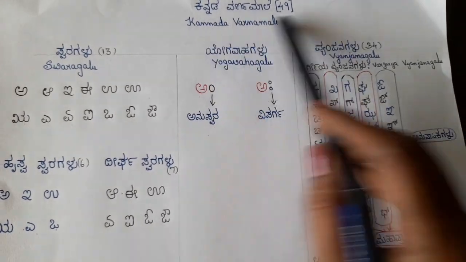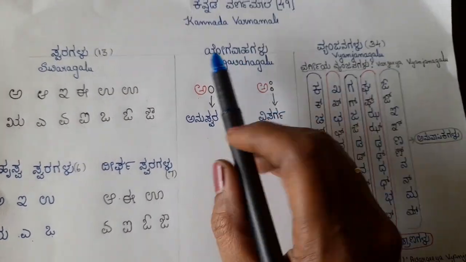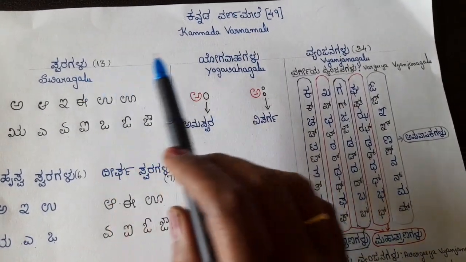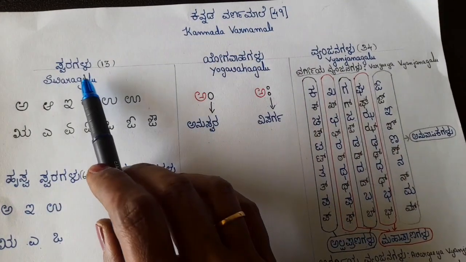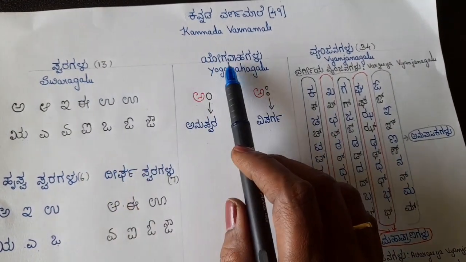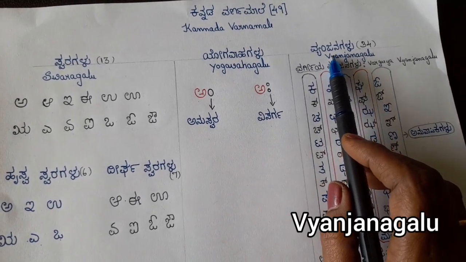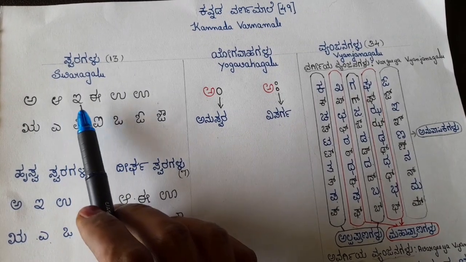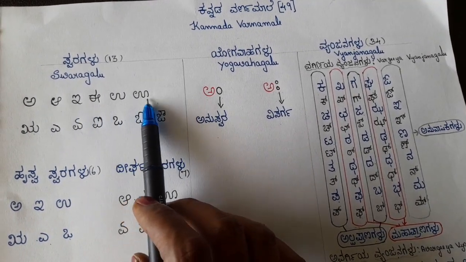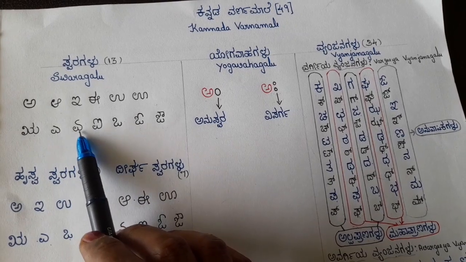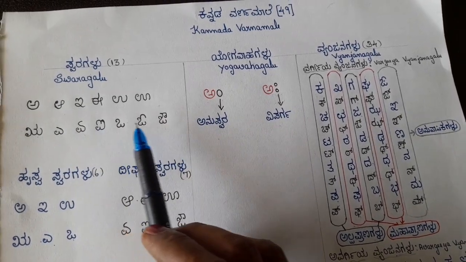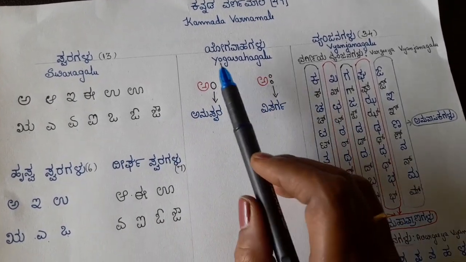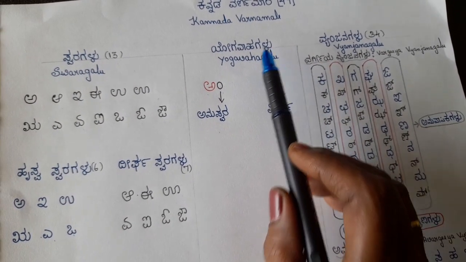Today we'll be discussing Kannada Varnamalegalu, that is the Kannada letters. They are 49 in number and they are divided into 3 categories. First is Swaragalu, Yogavahagalu and Vyanjanagalu. Swaragalu are a, i, u, ru, e, ai, o and au. And am and aha come under Yogavahagalu.